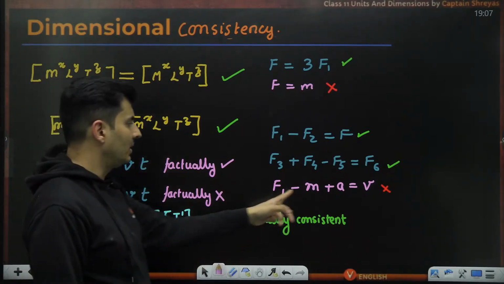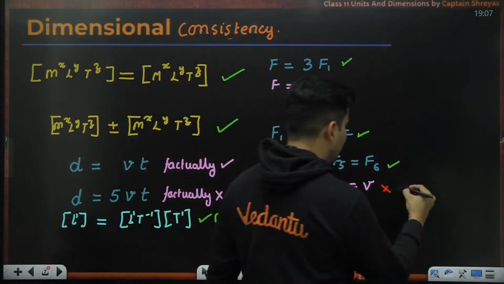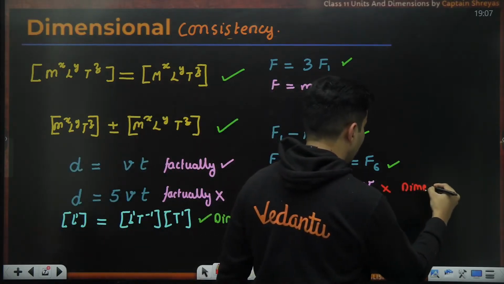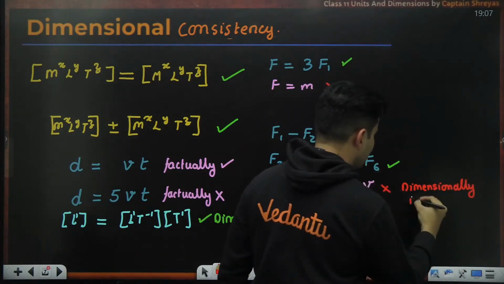Okay. Imagine an equation which is definitely wrong dimensionally, like for example, this one. This is wrong dimensionally. So this is dimensionally incorrect, dimensionally inconsistent.